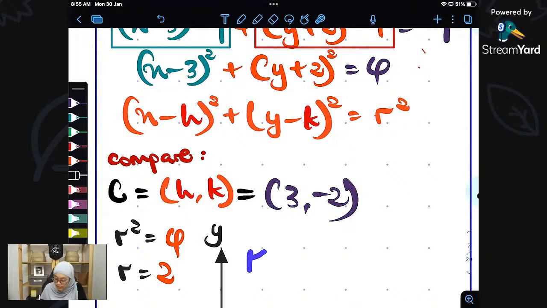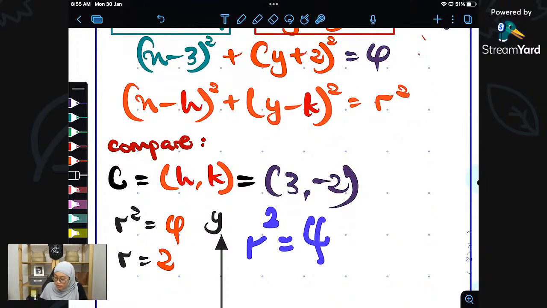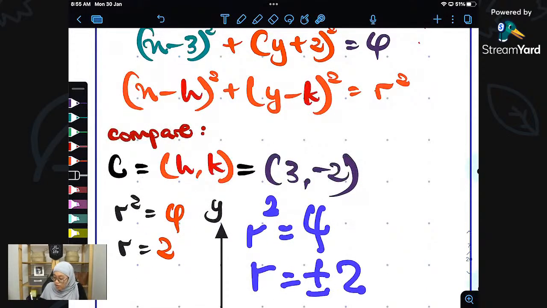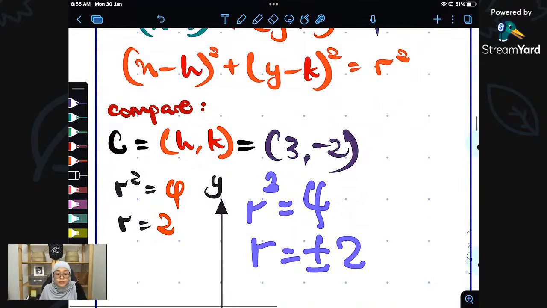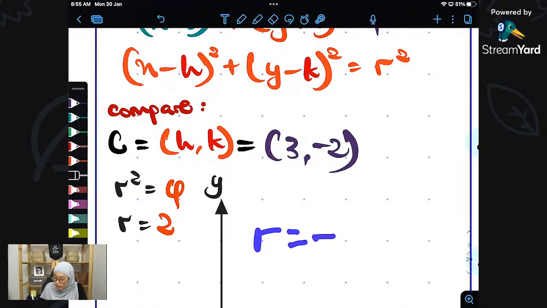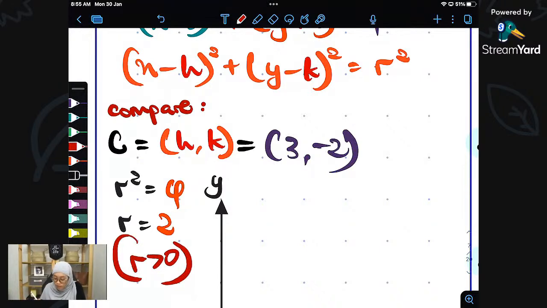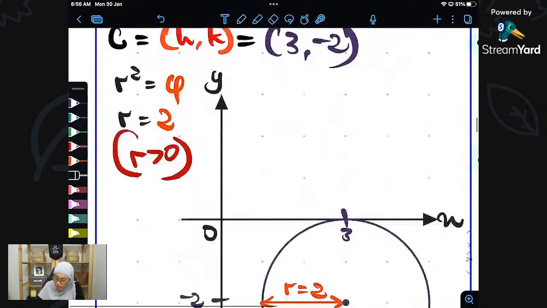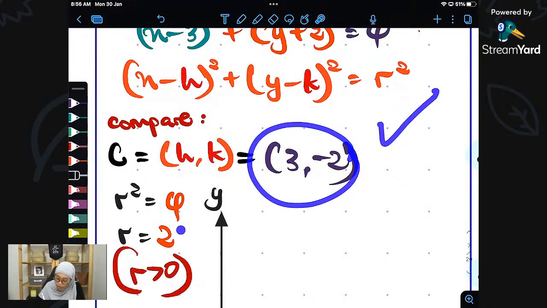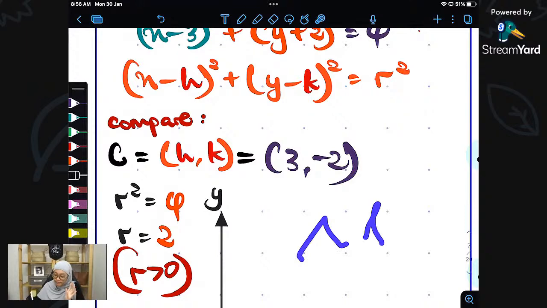Radius cannot be negative. I know that r is the square root of 4, positive or -2, isn't it? But the radius cannot be negative, because the radius must be a positive value. So r must always be more than 0, a positive value. We cannot accept the negative, because the length of the radius cannot be a negative value, isn't it? So basically we got our center and our radius. We are so happy. Yay.